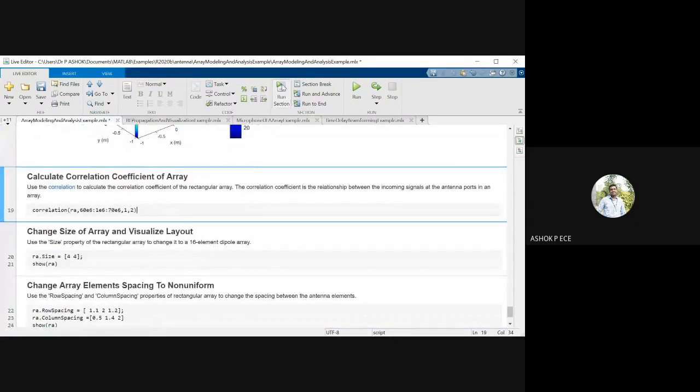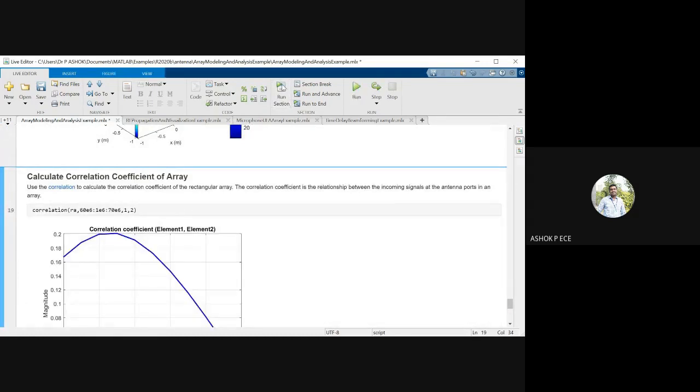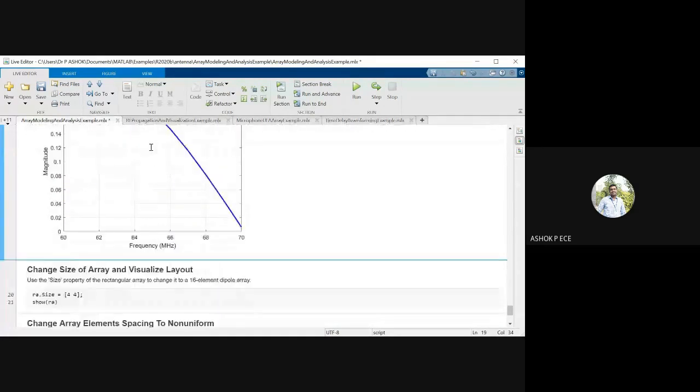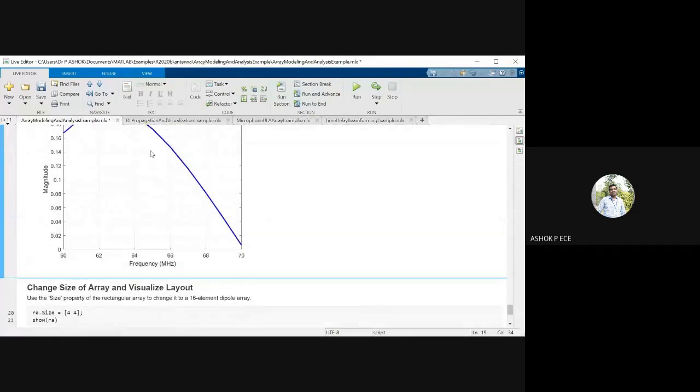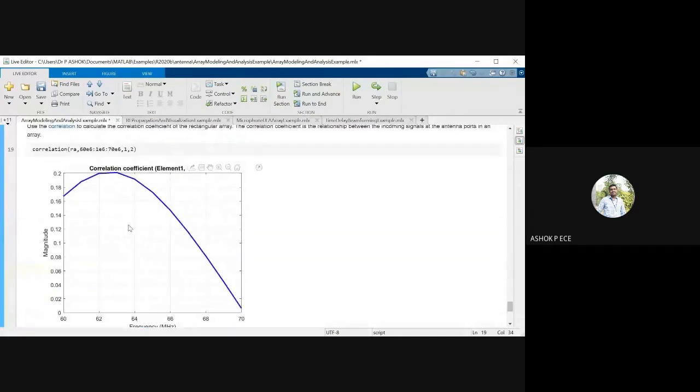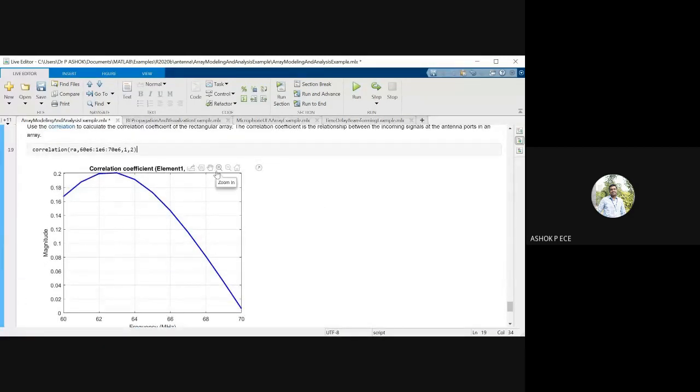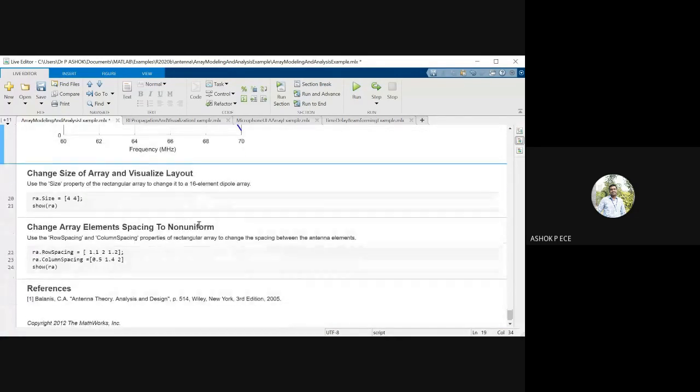Now we are going to calculate the correlation, whether the incoming signal is correlated between the antennas of the array. Correlation, I told you, has a maximum value of 1 and a minimum value of -1, so it can vary from -1 to 1. You can see that the maximum correlation is 0.2, which says that there is almost no correlation between the elements of the array.